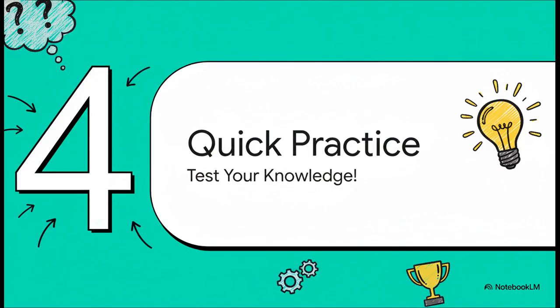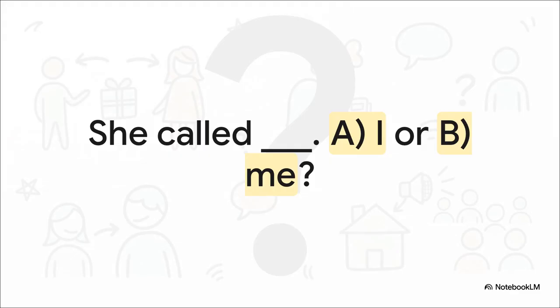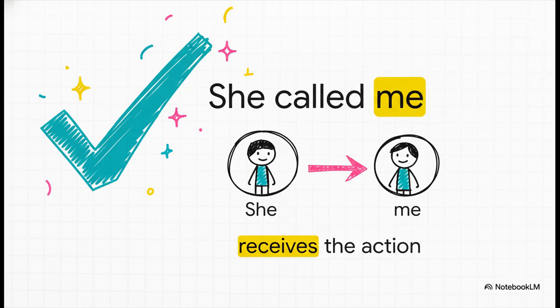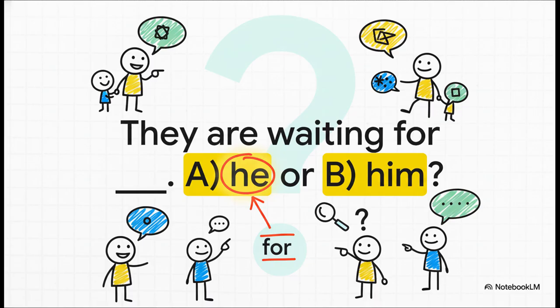Let's do it. Okay, first one. She called blank. Should we say A, I, or B, me? Take a second. Who is receiving the action of the call? And the answer is me, of course. She is doing the action, so we need the object pronoun me to receive it. Perfect. Nice job.